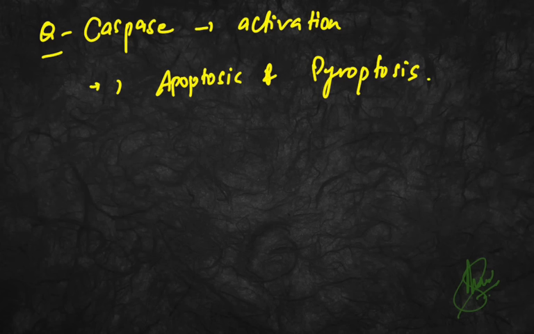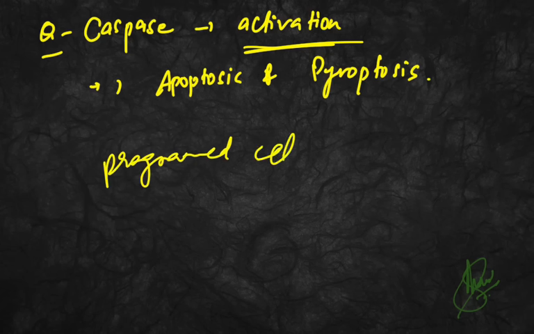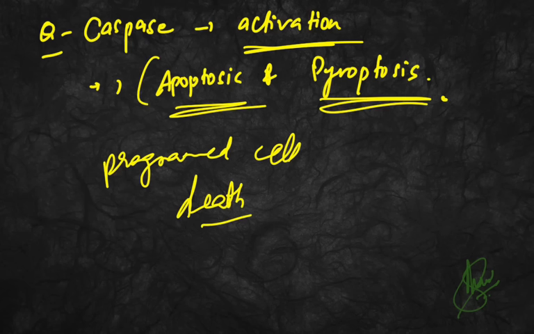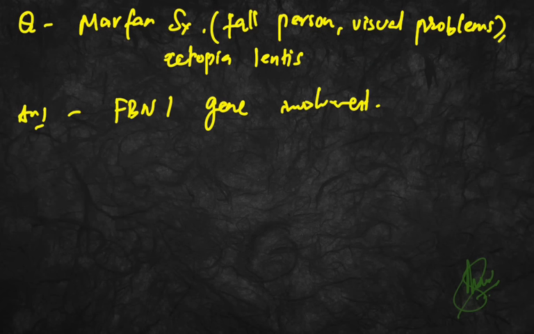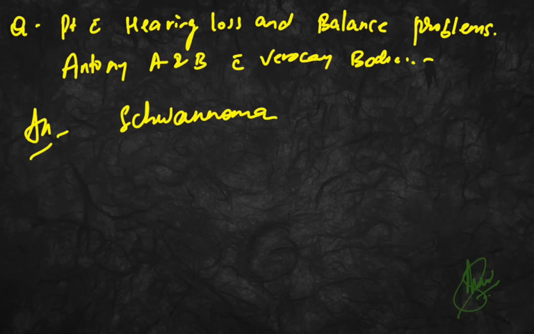Now caspase, activation of caspase is done in programmed cell death, that is apoptosis and pyroptosis. These both activate caspases. Now Marfan syndrome features like tall person, visual problems with ectopia lentis. Which gene is involved? FBN1 gene is involved in Marfan syndrome.